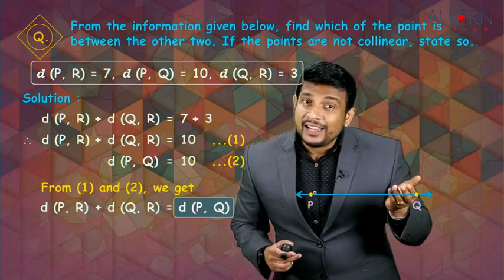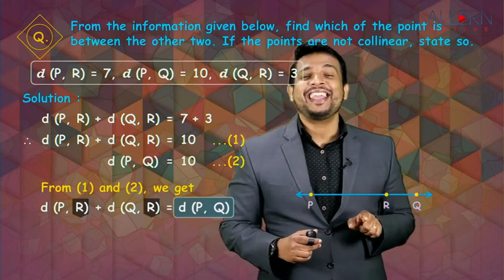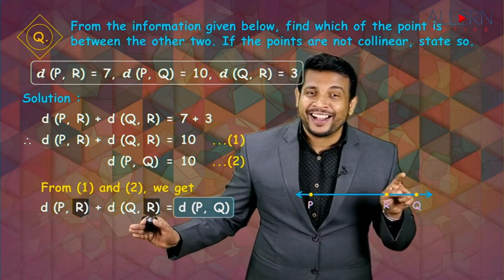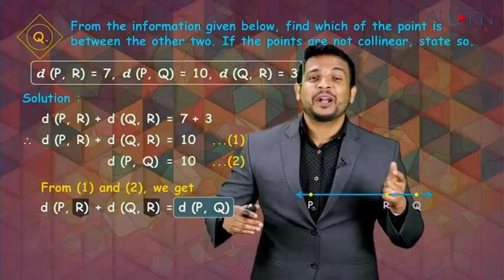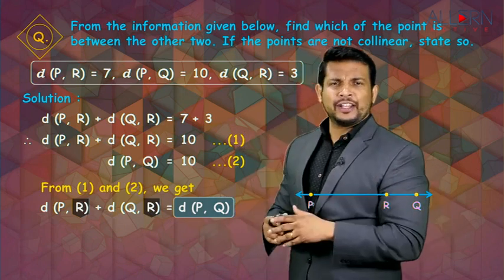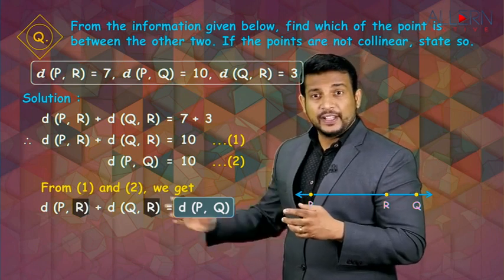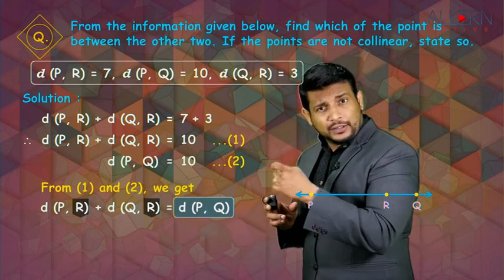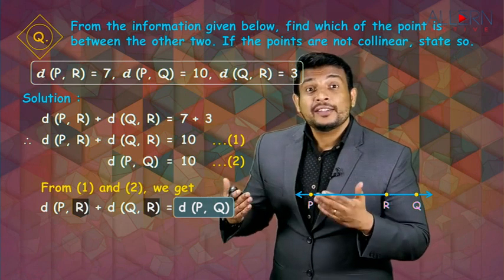And if we want to understand it diagrammatically, observe very carefully. Distance between P and R plus distance between Q and R is equal to distance between P and Q, right? That means we come to know that R is between P and Q. So there are two ways of understanding it. One is from the longer distance. If this relation exists, pick up the longest one, and the third point, that is R, is between these two. That's so simple. Or there's another way of doing it.